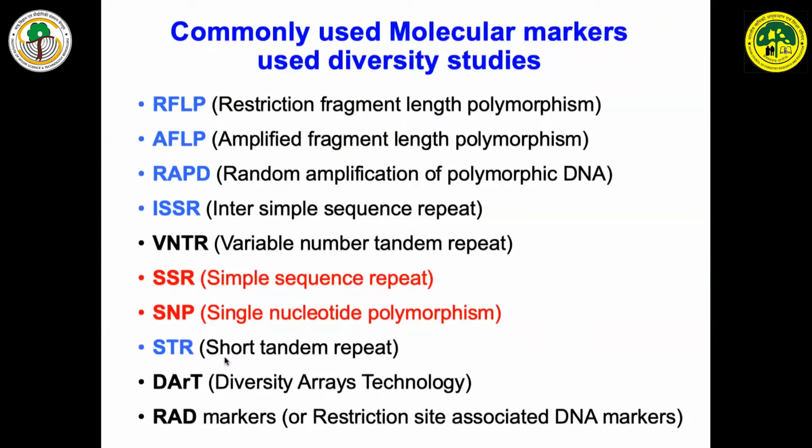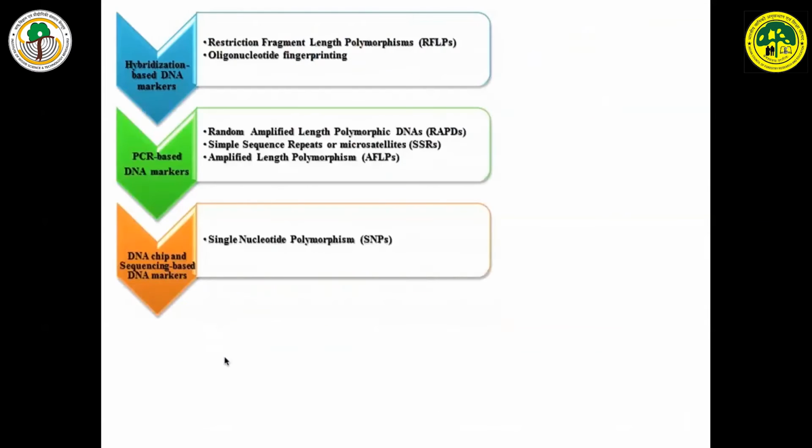They started using these markers more often because they are easy to do, their reproducibility is very high, and their polymorphism is very high. Also, we can identify the differences at the genetic level across different individuals or populations. With technological evolution, markers are classified into different classes, like hybridization-based DNA markers, such as restriction fragment length polymorphism and oligonucleotide fingerprinting. Nowadays we use those only to a limited extent. We now more often use PCR-based DNA markers like RAPD, simple sequence repeats and amplified fragment length polymorphism. Most often we use SSR and DNA chips.